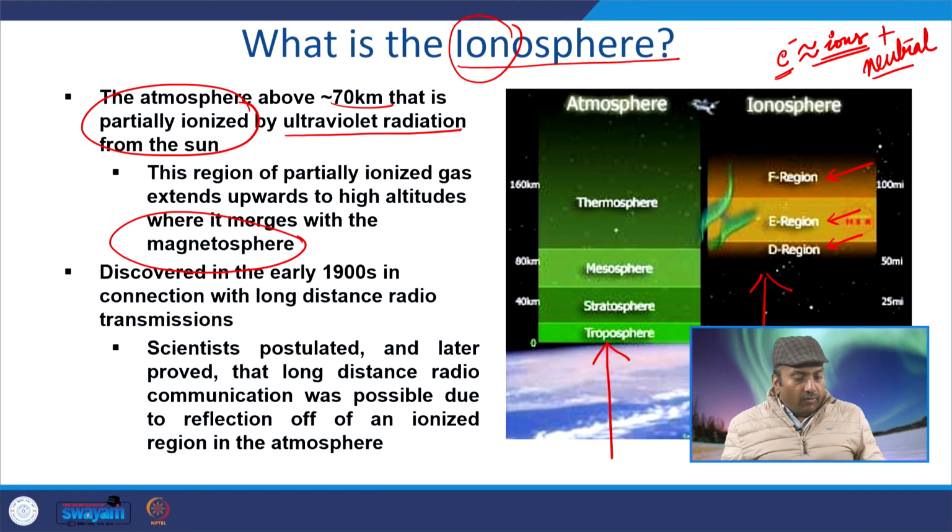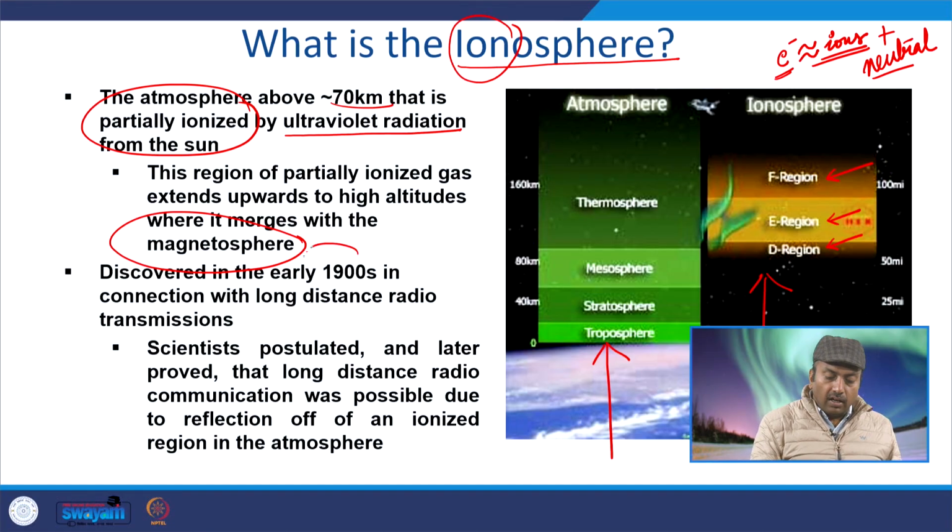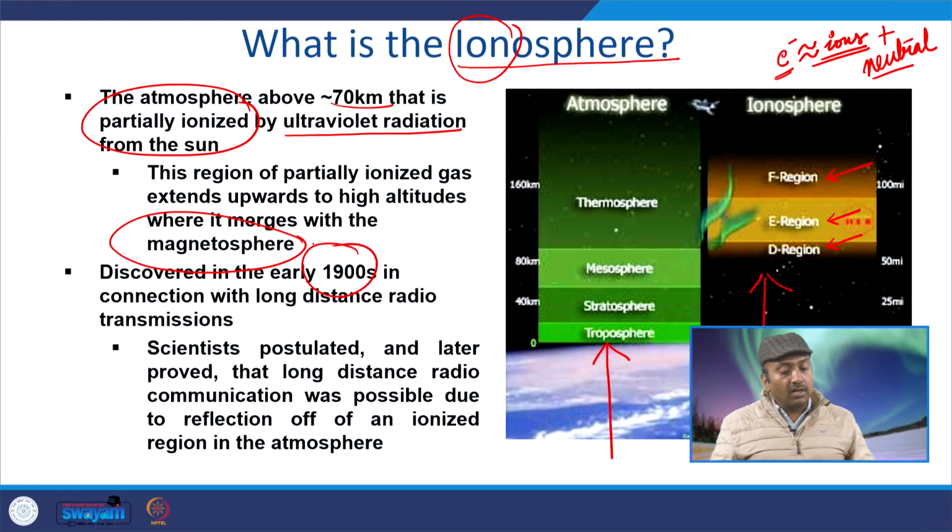So the ionosphere is not something which exists for all the planets. Of course, it exists with different strengths around different planets. The ionosphere was discovered in the early 1900s in connection with long distance radio wave communication. Long distance radio wave communication is always achieved between two antennas, one transmitter and another receiver. Depending on the distance by which these two antennas are separated, the communication will become effective.